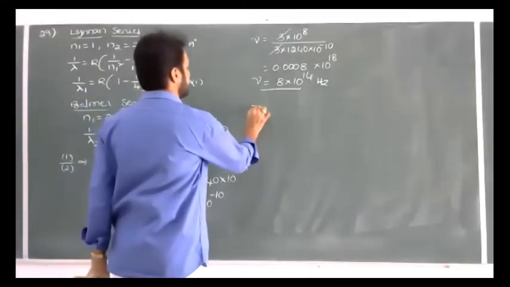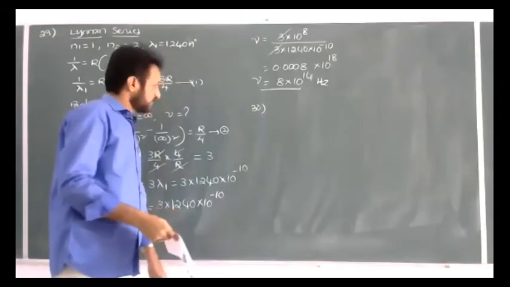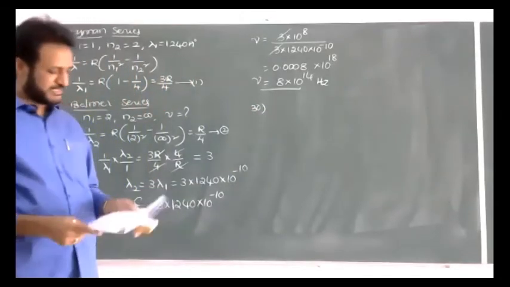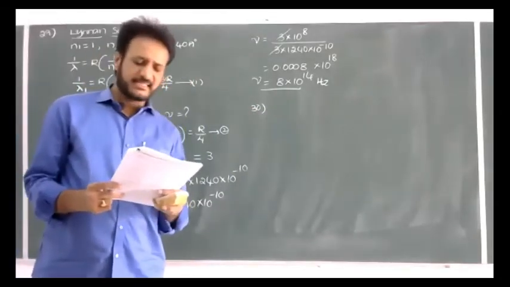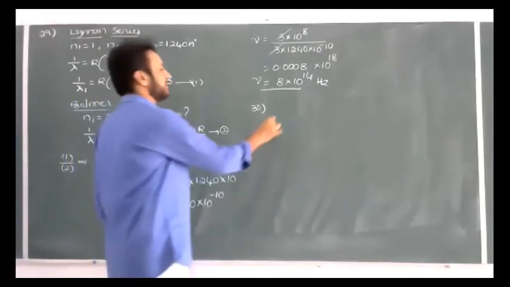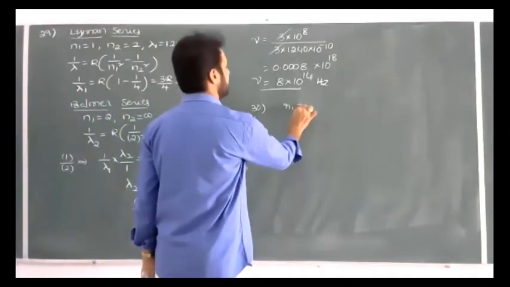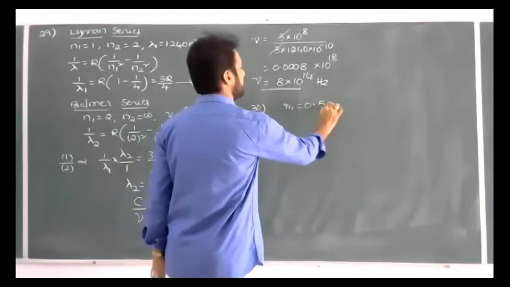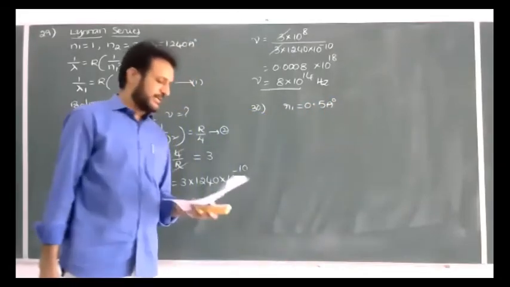Next, question number 30. If the radius of the first orbit of a hydrogen atom is 0.5 angstrom unit.